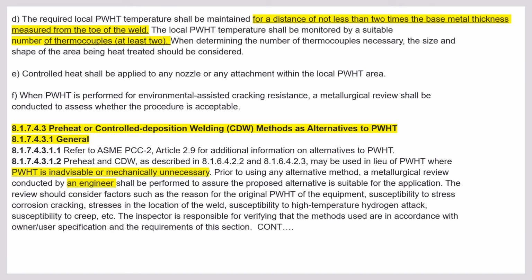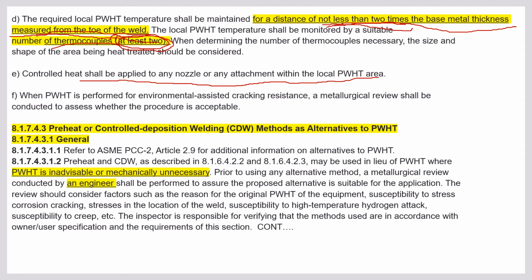The required local PWHT temperature shall be maintained for a distance not less than 2 times the base metal thickness, measured from the toe of the weld. You have to remember all these terms very carefully. What is the distance they have to cover? Okay. The local PWHT temperature shall be monitored by a suitable number of thermocouples, at least two. Minimum 2 thermocouples are required. This is a closed book exam. Okay. Controlled heat shall be applied to any nozzle or any attachment within the local PWHT area.